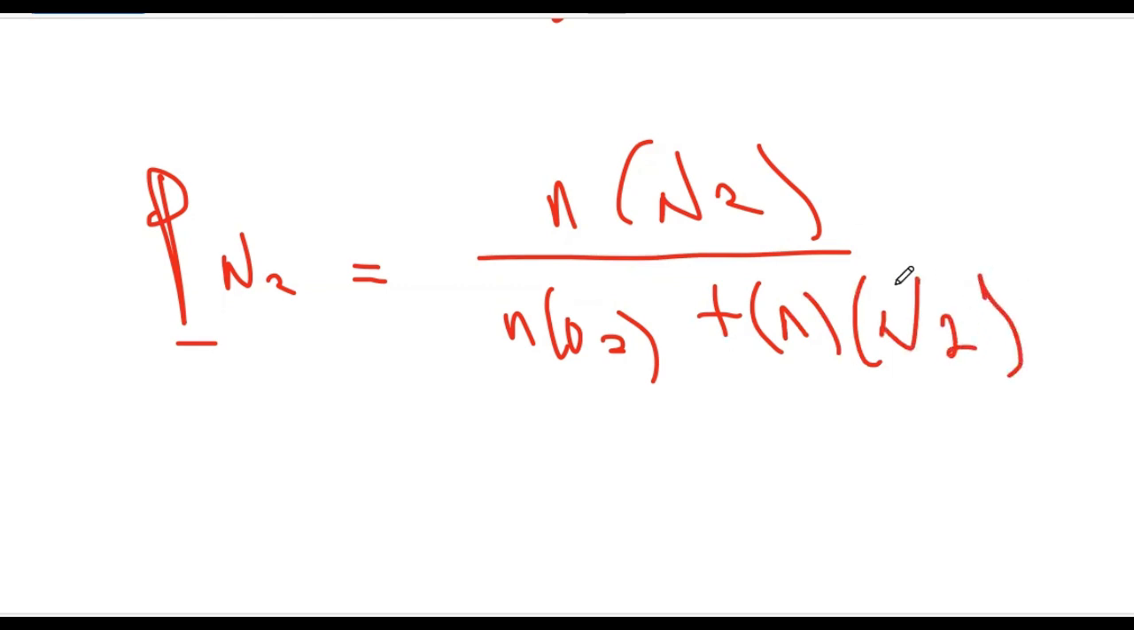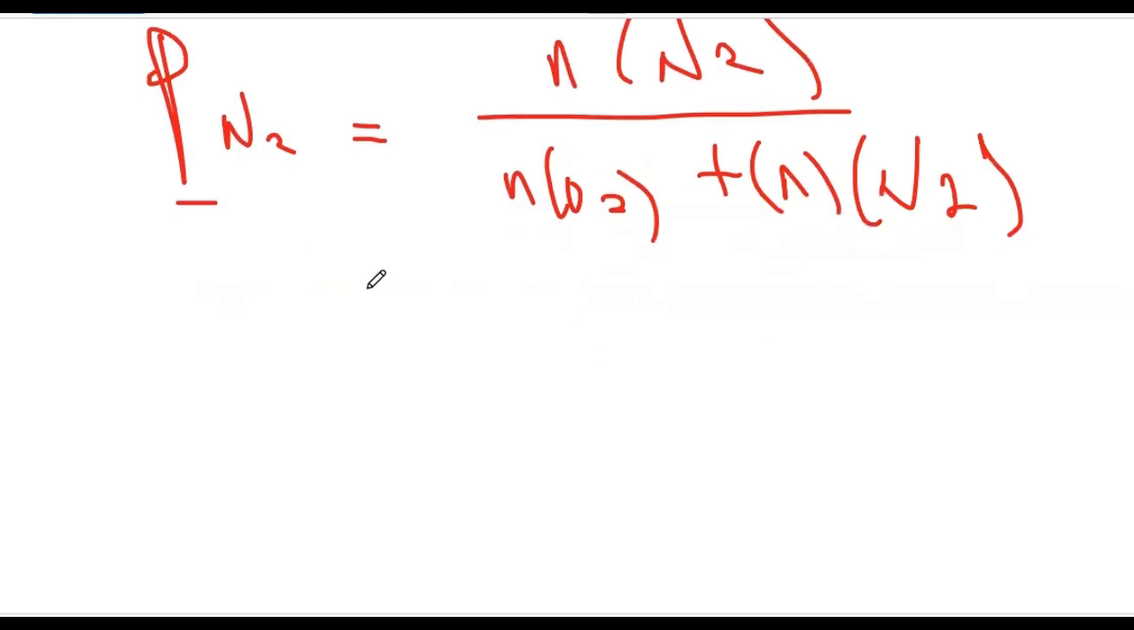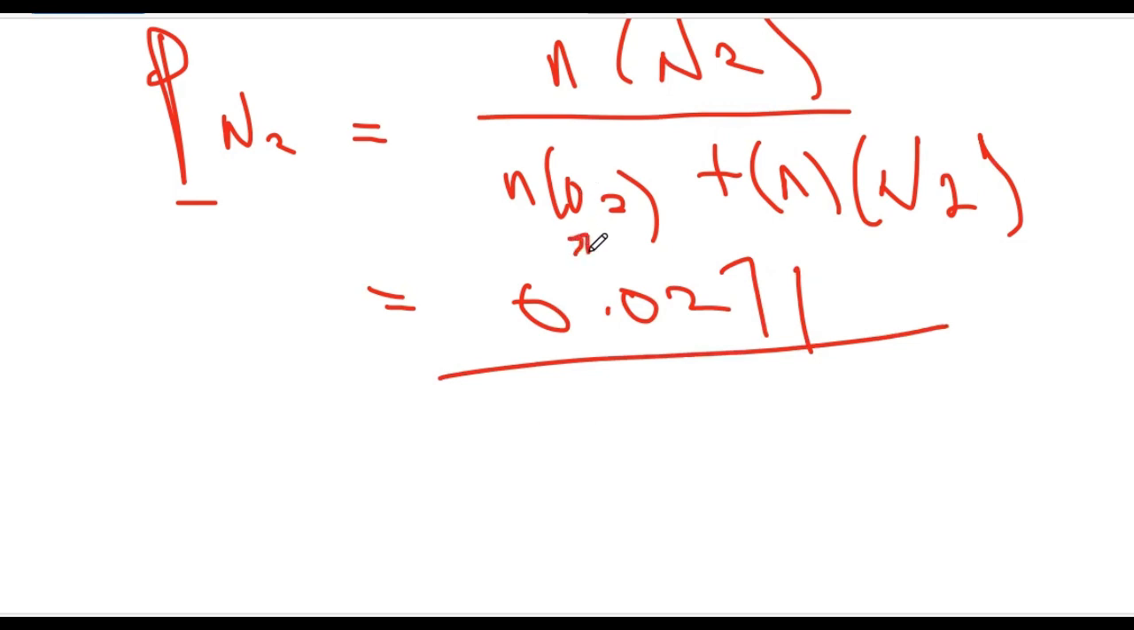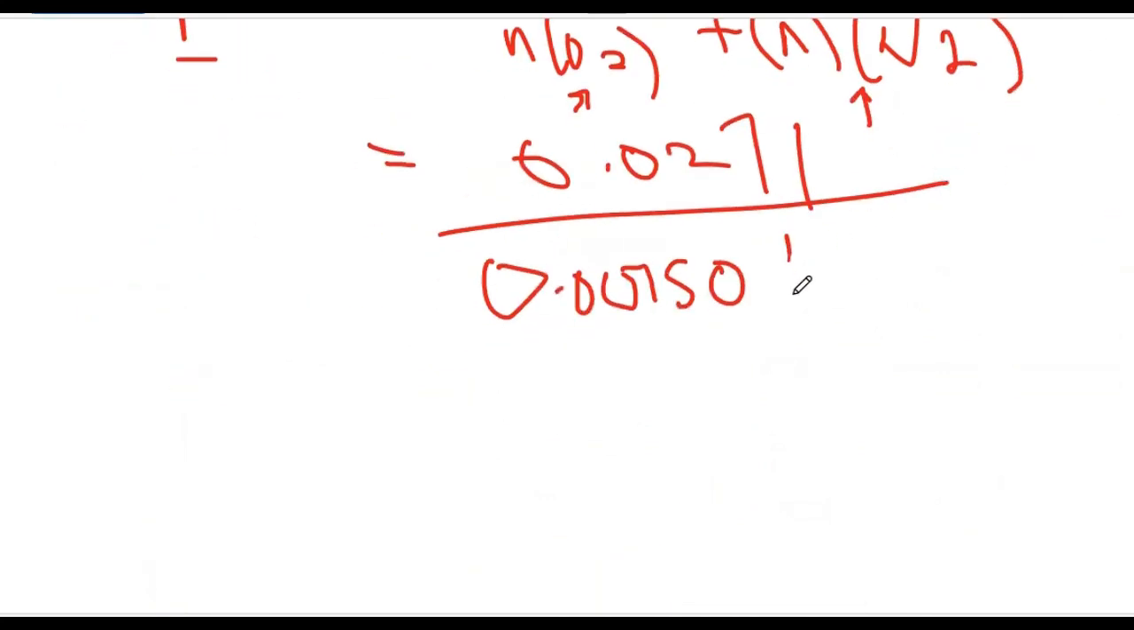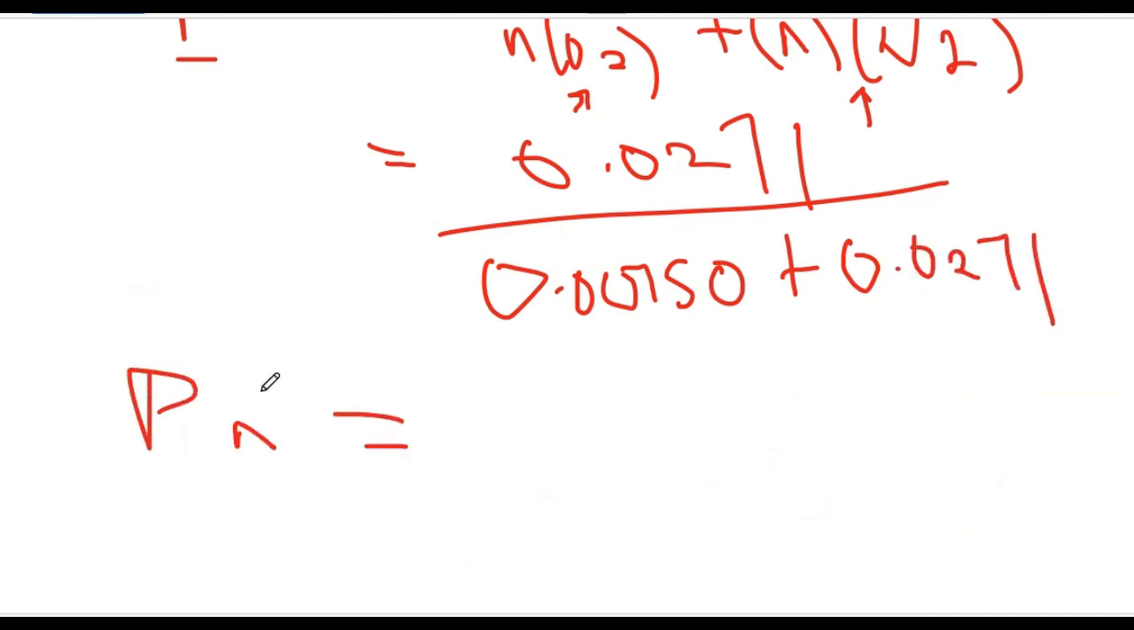So we are going to use that formula. On top, what were the moles that we found for this nitrogen? The moles for the nitrogen, we found, were 0.0271. Then down there, we're going to put the moles of oxygen and the moles of nitrogen. The moles of oxygen we had was 0.00750. This is the correct one. Then you add the moles of nitrogen, which is the same here. Which means the partial pressure of this nitrogen is equal to whatever we get after dividing this.